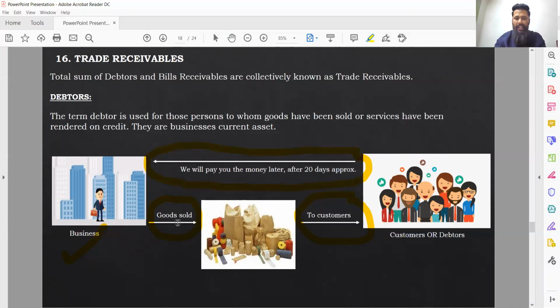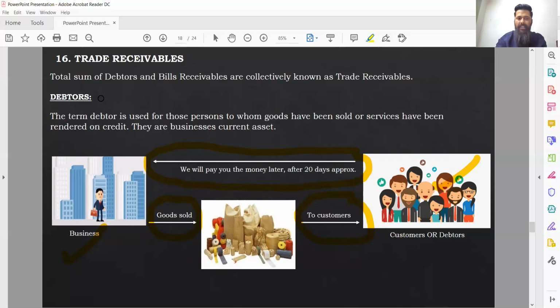So the business has sold the goods to the customers, but the customers have not yet paid the requisite sum of money against those goods. But what the customers have done is promise the business that we will pay you the money on a later date, say for example, after 20 days. On the basis of this promise, the business is allowing a credit period to the customers. So here the customers will be known as debtors of the business.